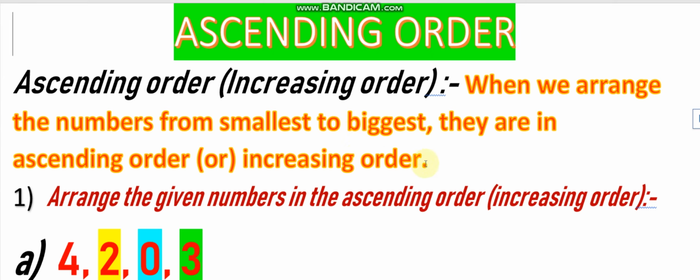In our daily life we see some examples. Seed becomes sprout, sprout becomes plant, plant becomes tree. Like that your classes, and when you are going upstairs. These are the examples of ascending order from small to big.